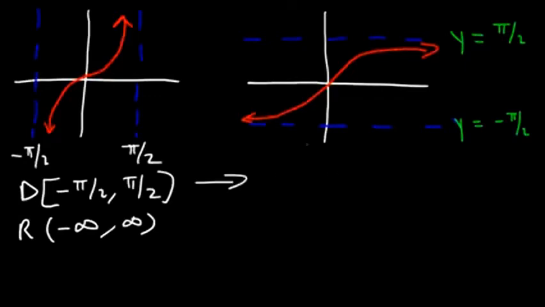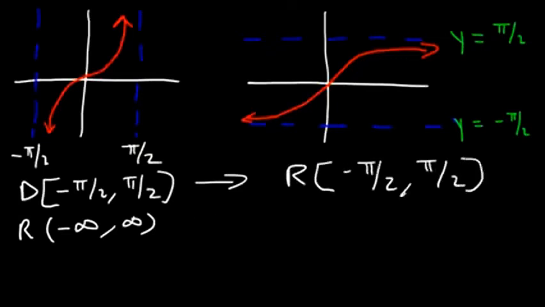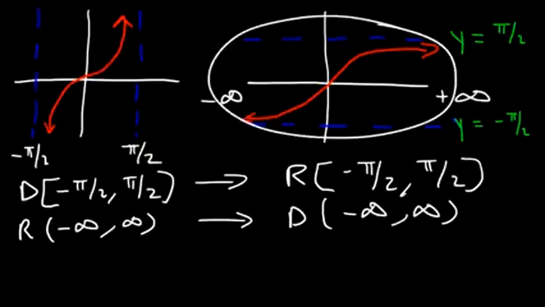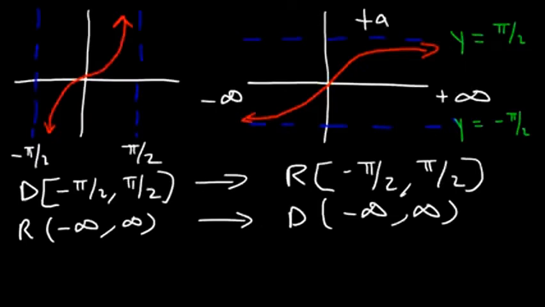So the domain is now the range. The range is from negative pi over 2 to pi over 2. And the range switches to the domain, which is all real numbers, negative infinity to infinity. It starts all the way from the left and it ends all the way to the right. So this is the graph of the inverse tangent of x function.